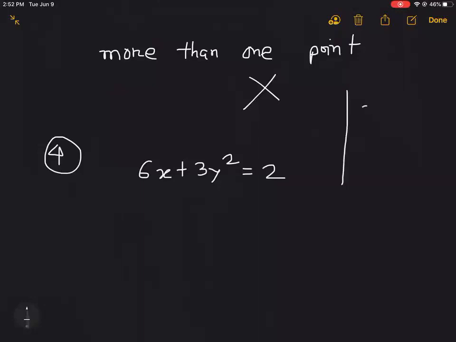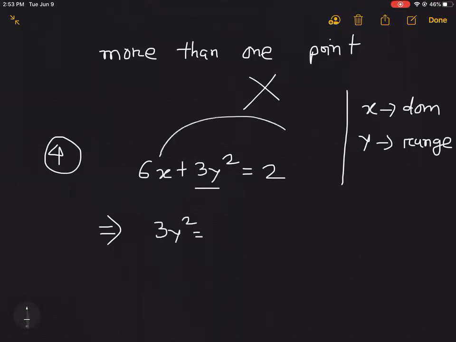Again, just a quick reminder, always remember x is the independent variable, so that's your domain, and y will be your range. That's dependent on x. So always we'll try to isolate y. If you remember math 95 or math 96, we did learn how to isolate a variable. So first of all, we'll isolate this y. So I'll keep 3y squared. I'll change sides for this, so it will be 2 minus 6x. Okay.